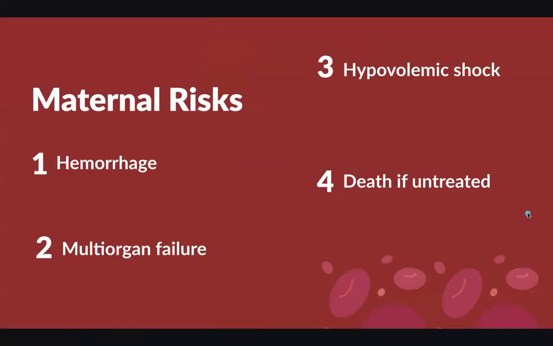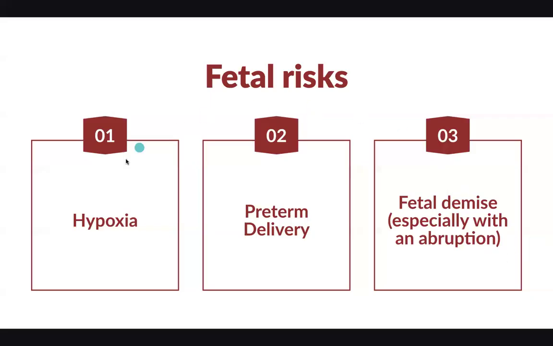There are maternal risks like hemorrhaging, because when all those clotting factors are used up, obviously we can hemorrhage. We talked about multi-organ dysfunction, and hypovolemic shock, obviously, because all that bleeding can cause it. If left untreated, it can lead to death. There are fetal risks like hypoxia because of the poor oxygenation and poor blood flow, preterm delivery, and then fetal demise, especially if there is a placental abruption.